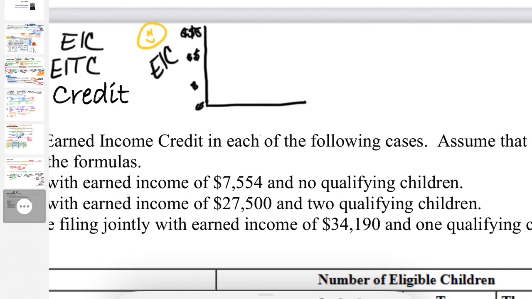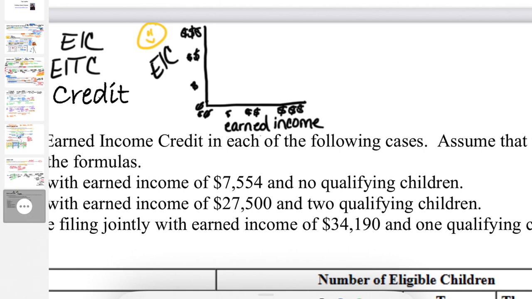Okay, so then on this other side here, we'll start with $0 and again go up, and this will represent our earned income. And for simplicity purposes here, earned income is basically W-2 income. It can also be self-employed income, but it doesn't include stuff like your interest and your dividends. That's not earned income. So, okay, here's how it works.